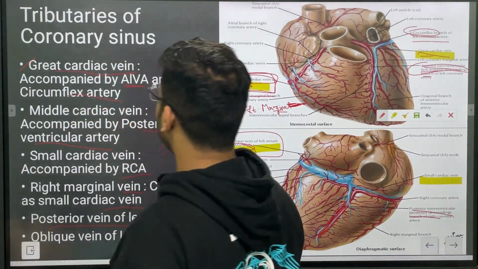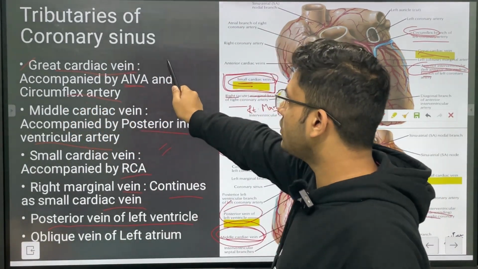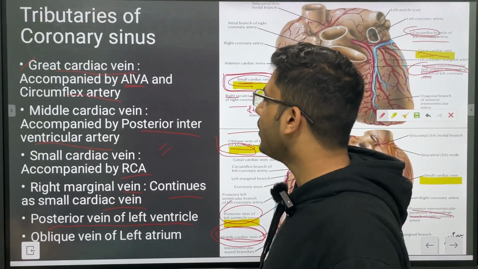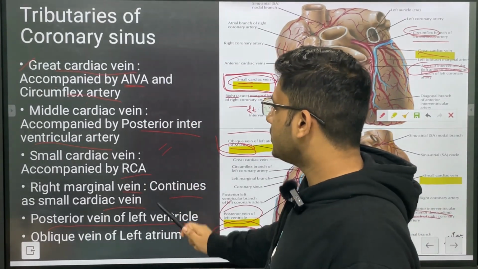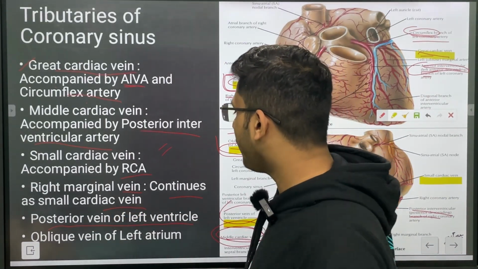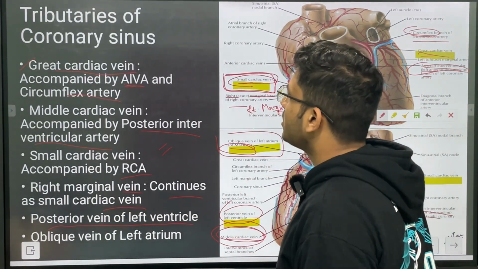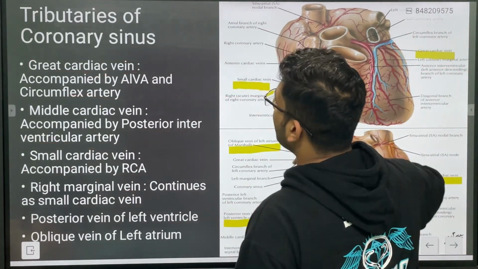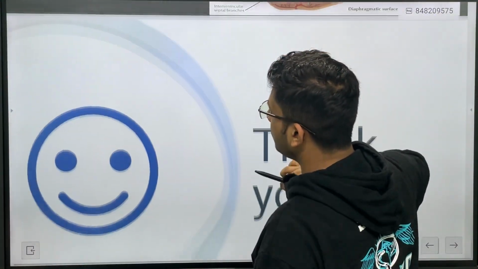So this is all about the tributaries of the coronary sinus. First is the great cardiac vein, next is the middle cardiac vein, next is the small cardiac vein, next is the right marginal vein, next is the oblique vein of the left atrium, and last one is the posterior vein of the left ventricle. So this is the end of the topic.